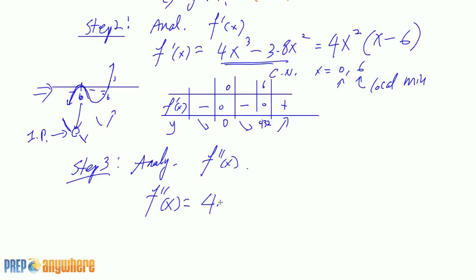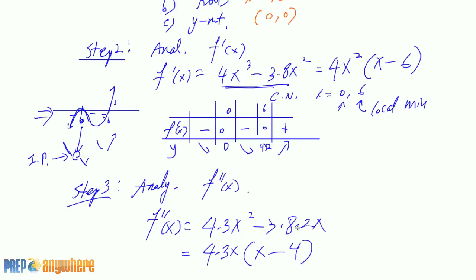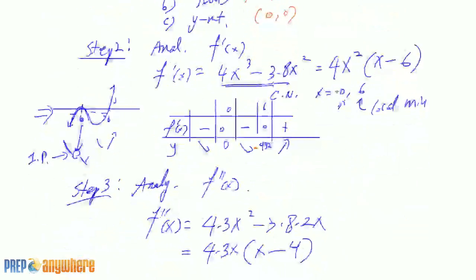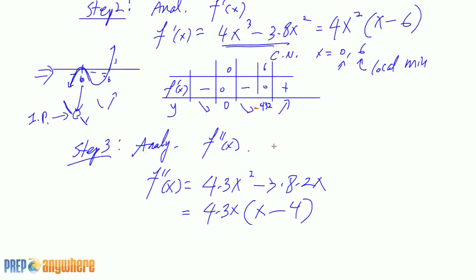You get 4 times 3x squared minus 3 times 8 times 2x. And you can factor out 4 times 3 times x, and you get x minus 4, I think. So let me just make a quick correction here. This should be a negative 432. Okay. So look, do you see what's happening here? Remember I said I knew how it looks approximately? This is going to be 6 and negative 432. Just for reference. But let's continue on with this detailed analysis.